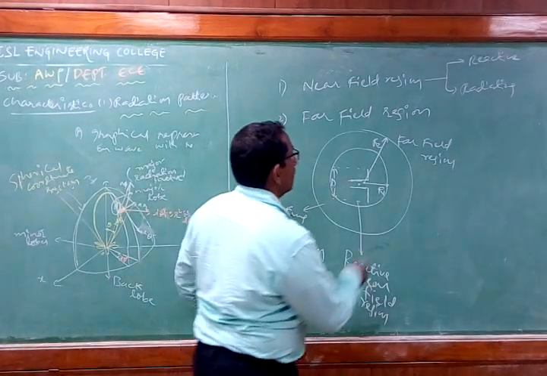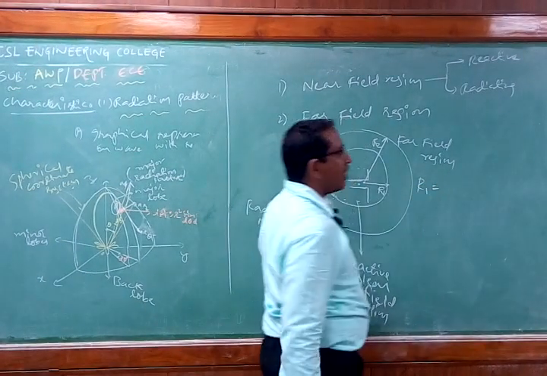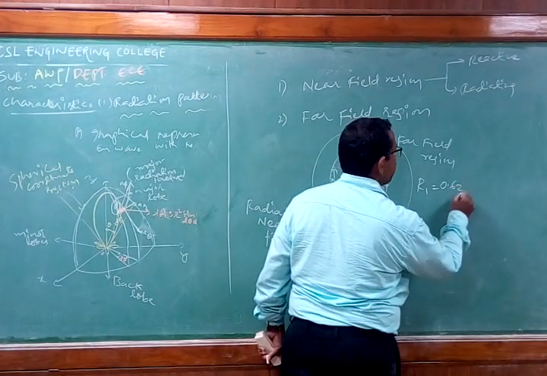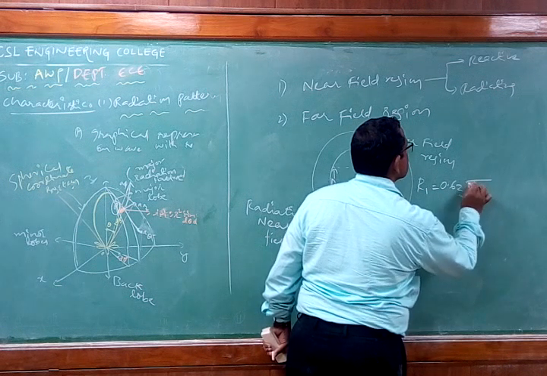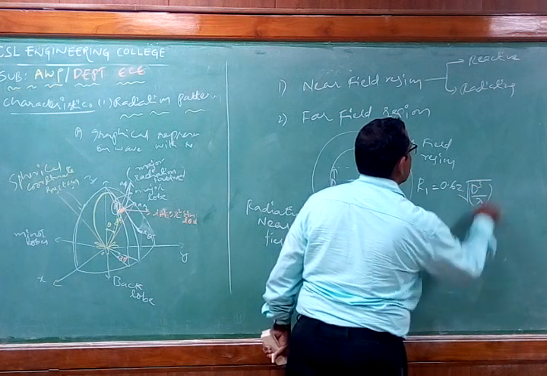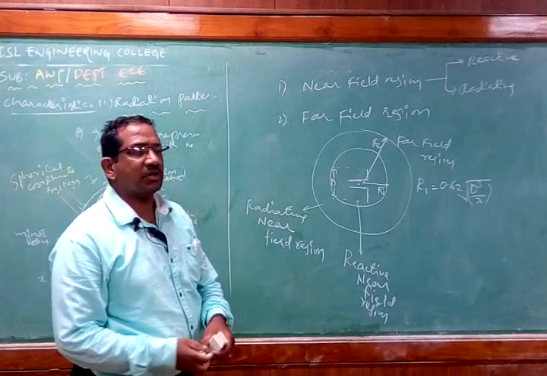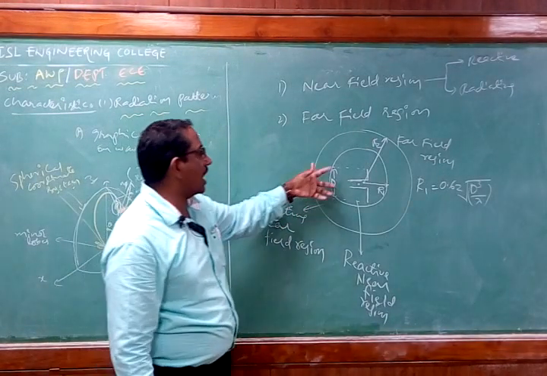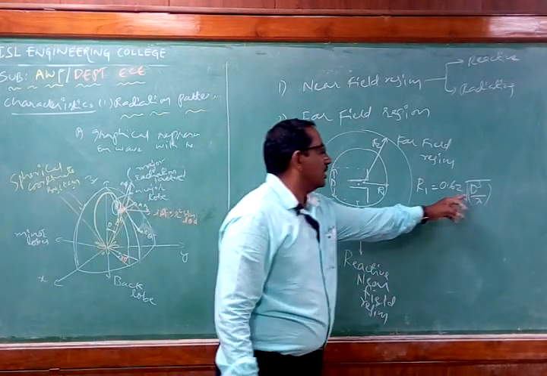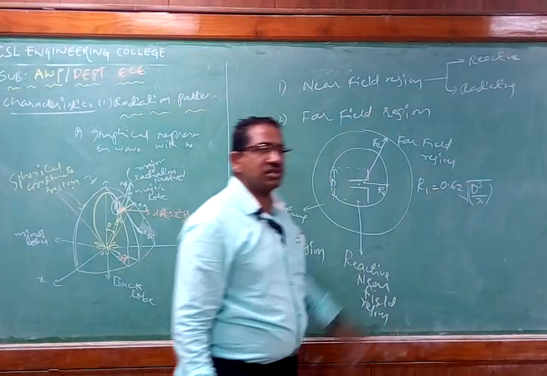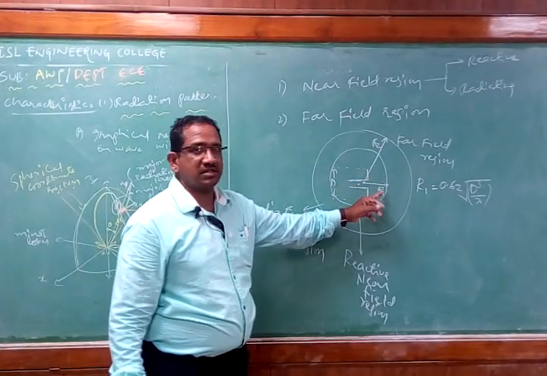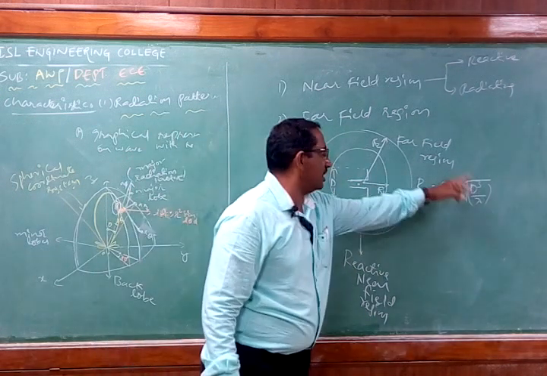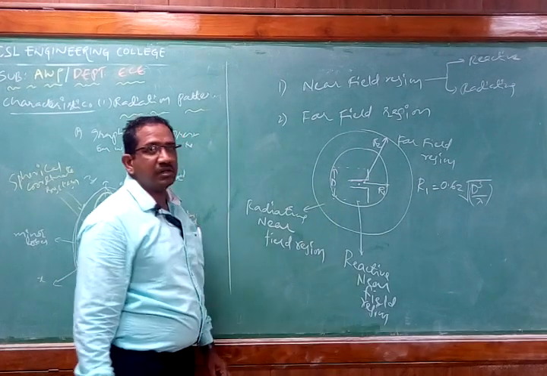So, what is the range of R1 up to which we normally transmit signals? The range of R1 is going to be 0.62 under root d cube by lambda, where lambda is the wavelength and d is the dimension of the antenna, in terms of the total diameter of the antenna. So, 0.62 times the square root of d cube by lambda is the radial distance which can be covered by the antenna, and this region is simply known as the reactive near field region.